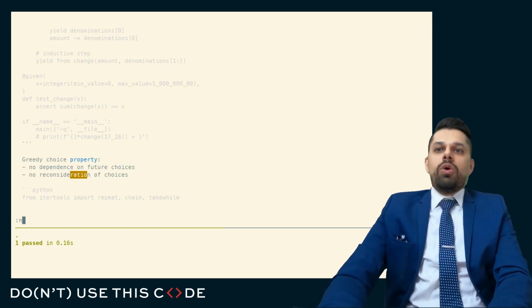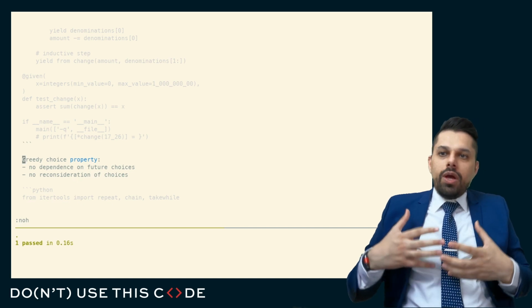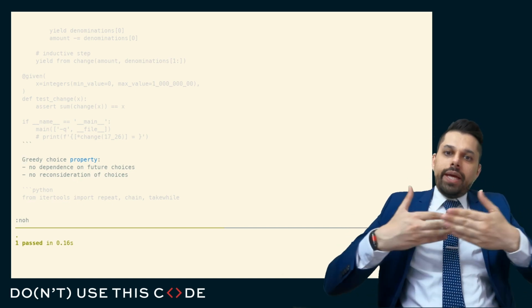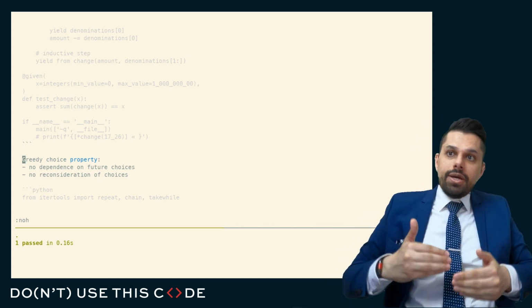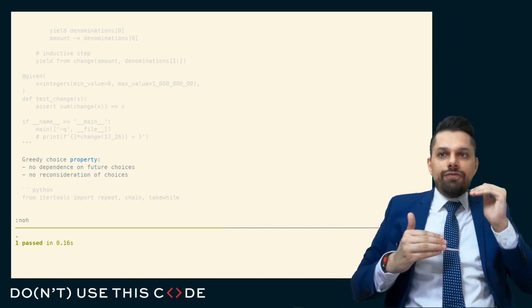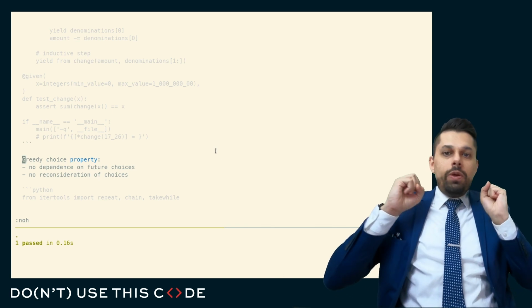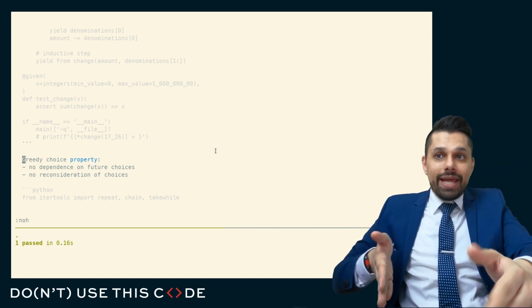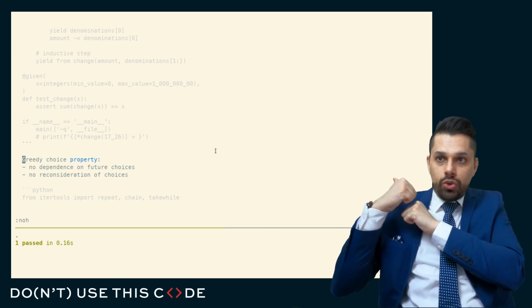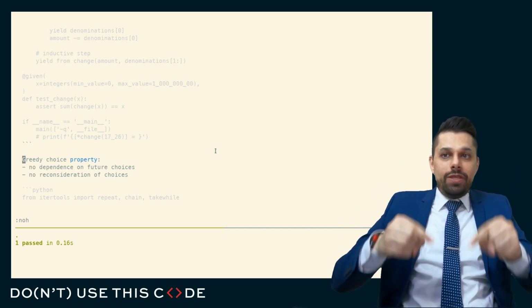And this is what we call our greedy property. In our greedy choice property, what we're looking at is some problem that can be decomposed in a very similar form as a divide and conquer, but where we have no dependence on future choices and we have no reconsideration of past choices. We make a choice right here, right now. It doesn't matter what's going to happen next, and we never go back to a previous choice that we made. All we need to know is exactly what we're looking at this point in time.